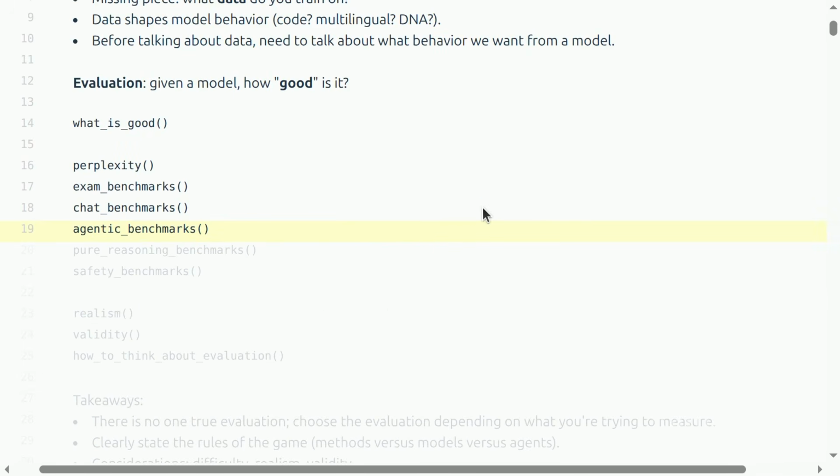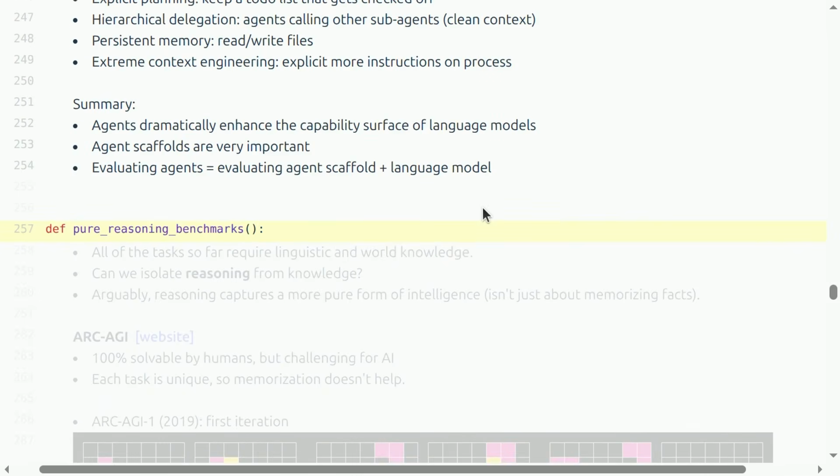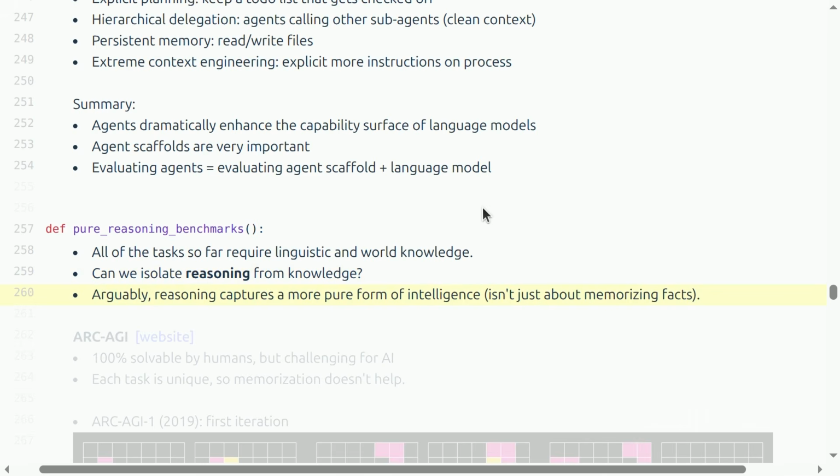Okay, now we're going to switch gears a little bit and talk about this other very different style of benchmarks. I call them pure reasoning, for lack of a better term. The motivation is that all the tasks so far require some linguistic and world knowledge. And so the question is, can we just isolate reasoning, or pure fluid intelligence, from knowing facts? You could argue that this gives you a more pure form of intelligence.